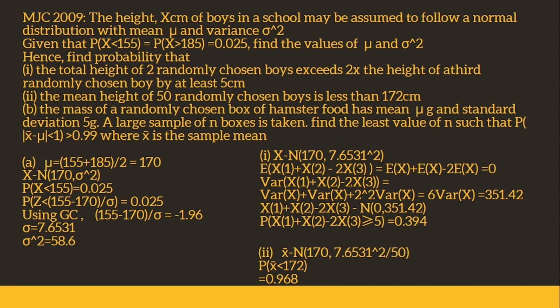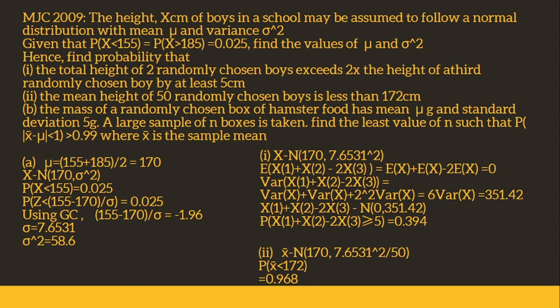Then for the last question, the height X of boys in a school may be assumed to follow a normal distribution with mean mu and variance sigma squared. Given that P(X < 155) = P(X > 185) = 0.025, we can find the values of mu and sigma squared. Then hence find the probability that the total height of 2 randomly chosen boys exceeds 2 times the height of a third randomly chosen boy by at least 5 cm.